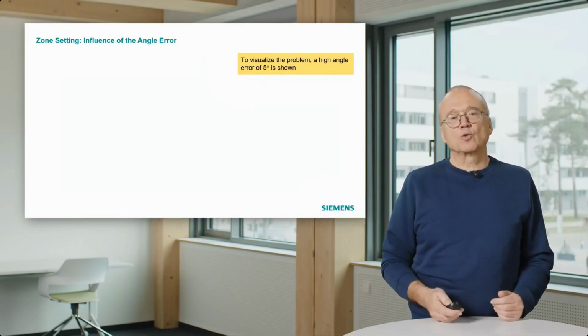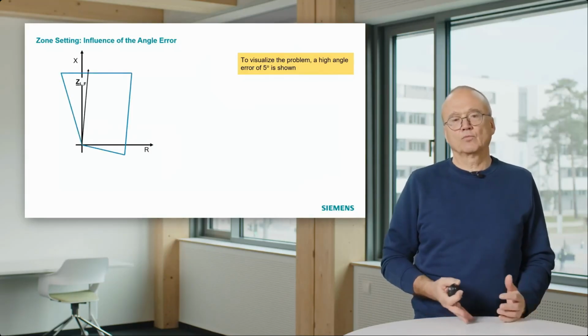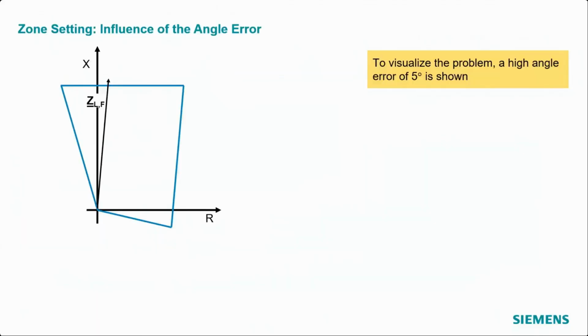Let us first of all assume we just have an overhead line, where the line characteristic has 80 or 85 degrees. And now let us assume we measure this impedance, that was the impedance to the fault, with an angle measurement error of 5 degrees, then we would get this black arrow, that would be the measured impedance.